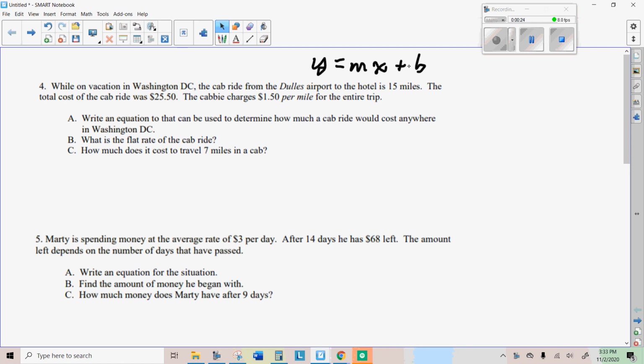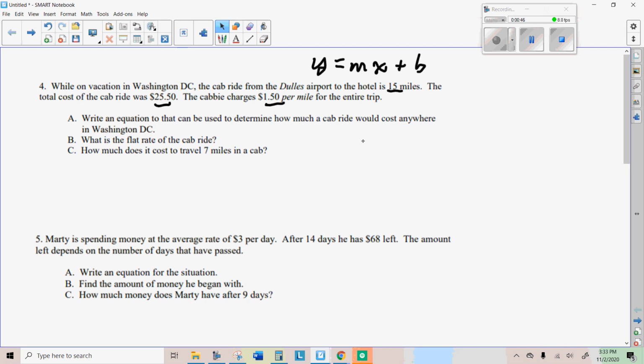So in this first problem here, it says, while on vacation in Washington, D.C., the cab ride from Dulles Airport to the hotel is 15 miles. The total cost of the cab ride was $25.50. The cabbie charges $1.50 per mile for the entire trip. Okay, so we want to come up with an equation.